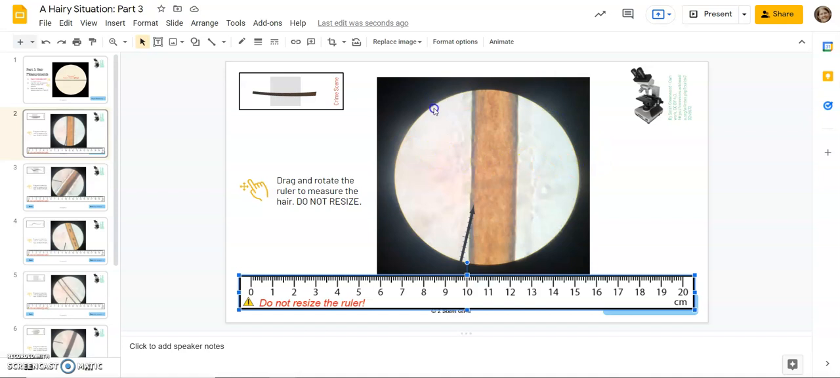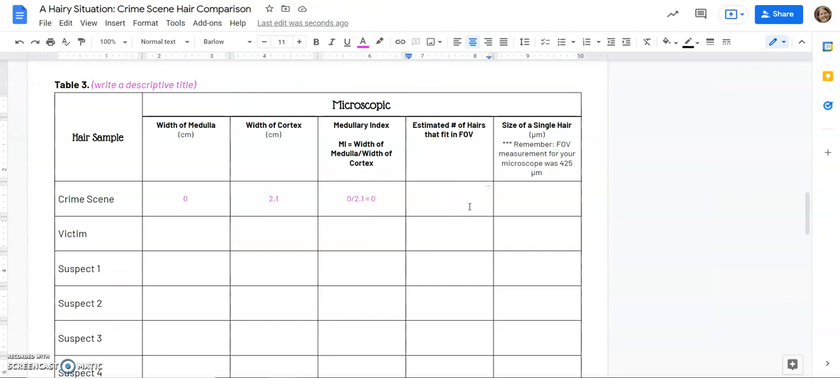So I think another one would fit here, so that'd be 1. Then we can probably fit another one, so that'd be 2. So 1, 2, 3, and then another one over here, probably 4, and then maybe a little bit of another one there. So somewhere between 4 and 5 hairs are going to fit across this field of view most likely. To put that in our data table, it's an estimation, so I'm going to put the symbol that represents estimate or about. So I'm going to say about 4 hairs. About 4 of them are going to fit into that field of view. So that's what you do for that particular column.